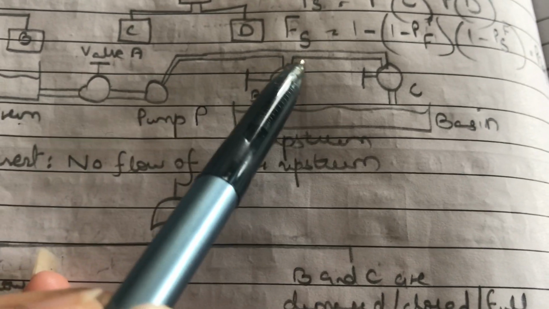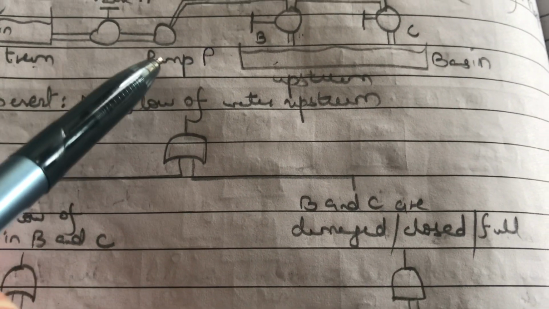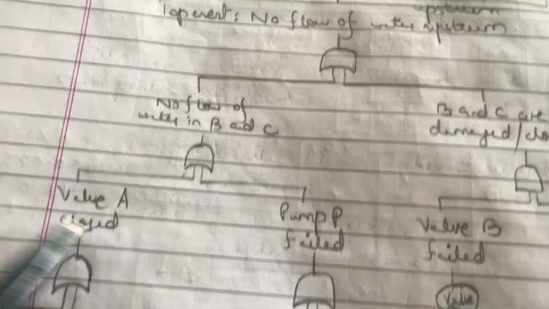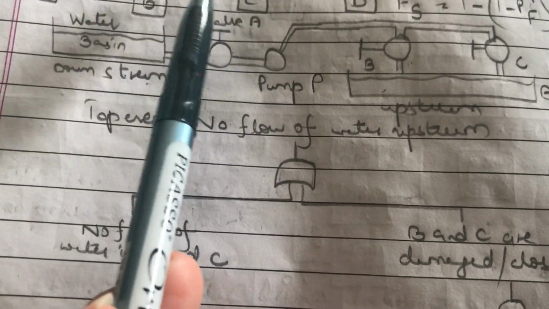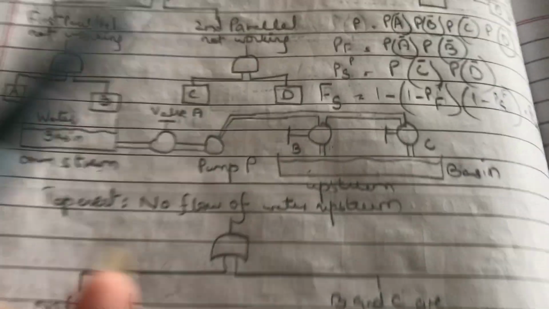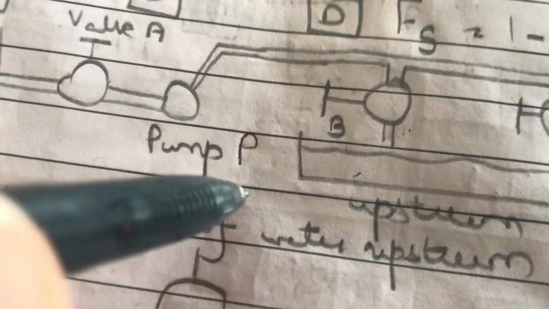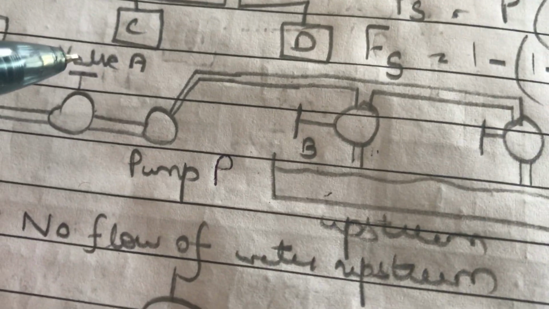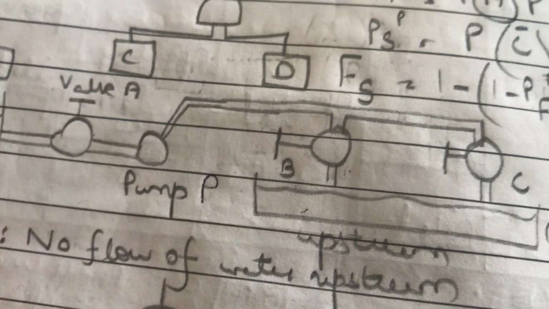No flow of water is because there is no water coming into them. And why is it not coming to them? What is written here? Either valve A is closed, or pump B failed. So there can be an error, because here we have pump B and here we have valve A. Either this is closed or this has failed.